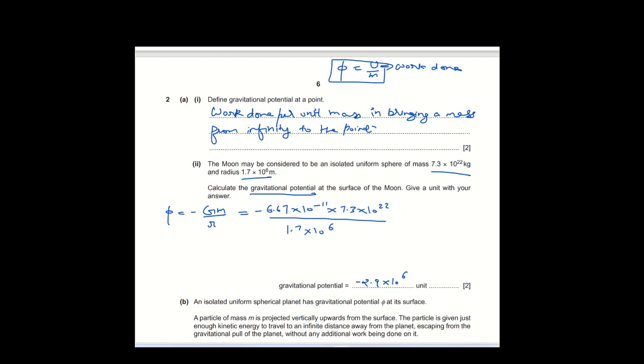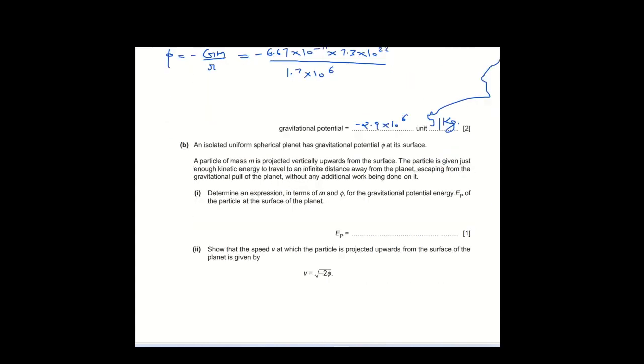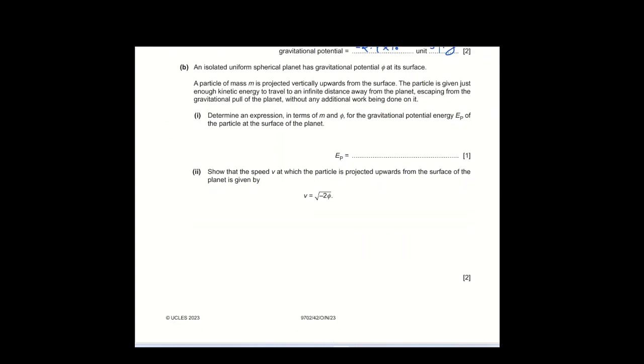Now the unit. Here I have told that gravitational potential is potential energy per unit mass. Potential energy units are joule and for mass it will be kg. So here we can write joule per kg. Joule per kg will be the unit for gravitational potential. Now, let's move on to the B part of this question.